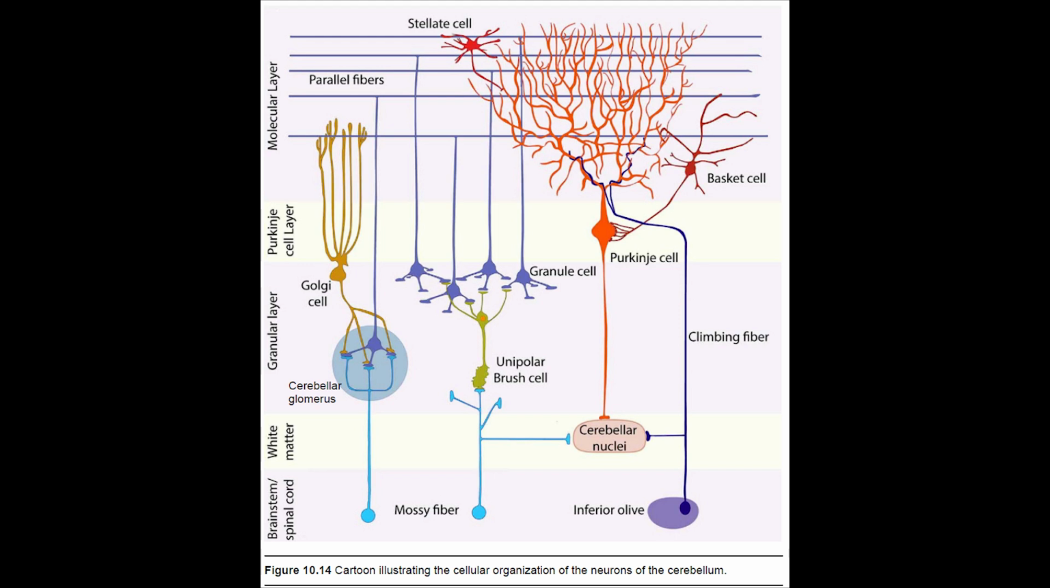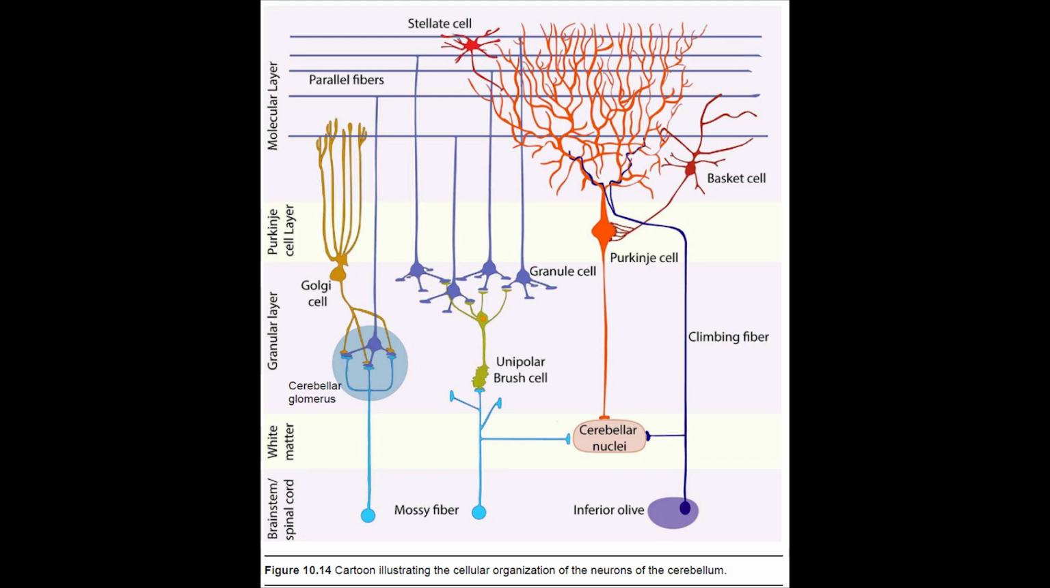Mossy fibers, one of the two major types of afferent projections into the cerebellum, terminate in the granular layer. Mossy fibers form synaptic complexes with granule cells and Golgi cells called cerebellar glomeruli that allow neurotransmitter spillover and crosstalk.